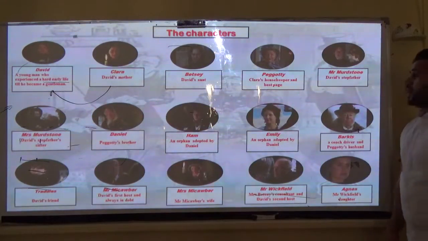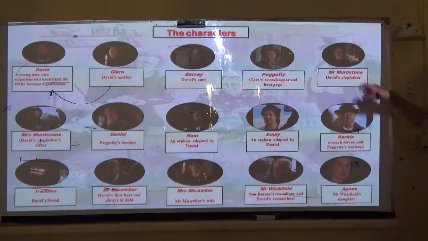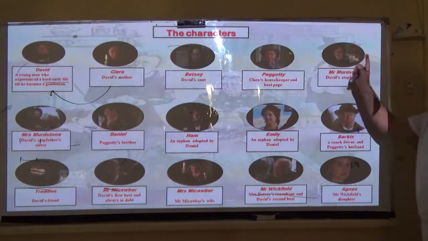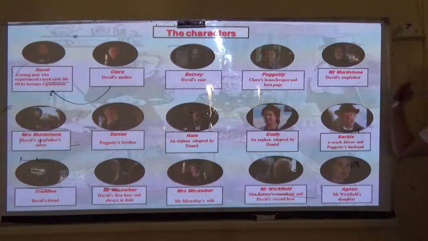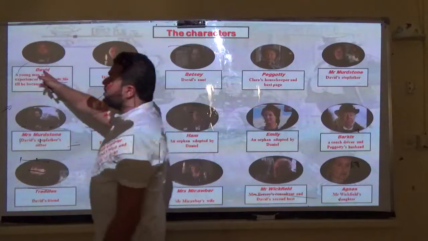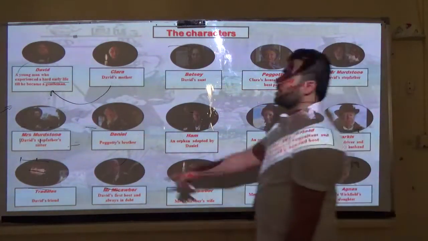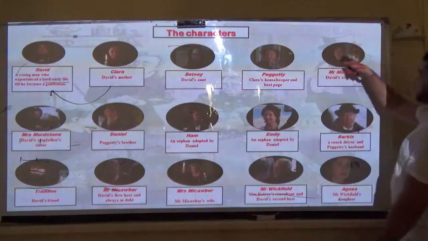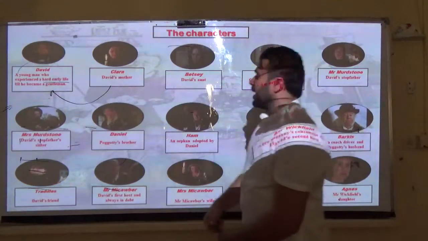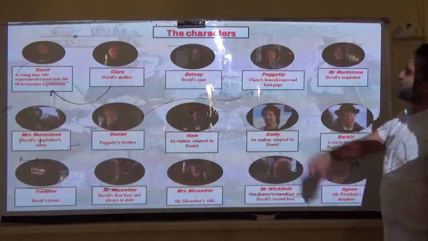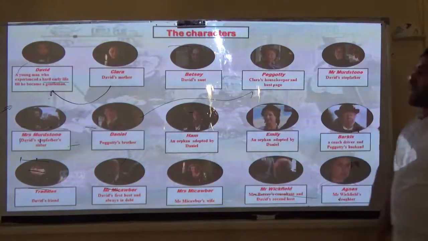After that, Mr. Murdstone. We have to take care of this person. Mr. Murdstone is David's stepfather, and he treated David badly. We will know everything about both of them. Next, Mrs. Murdstone was Mr. Murdstone's sister. Next, Daniel Peggotty. Daniel Peggotty was the brother of Clara Peggotty.